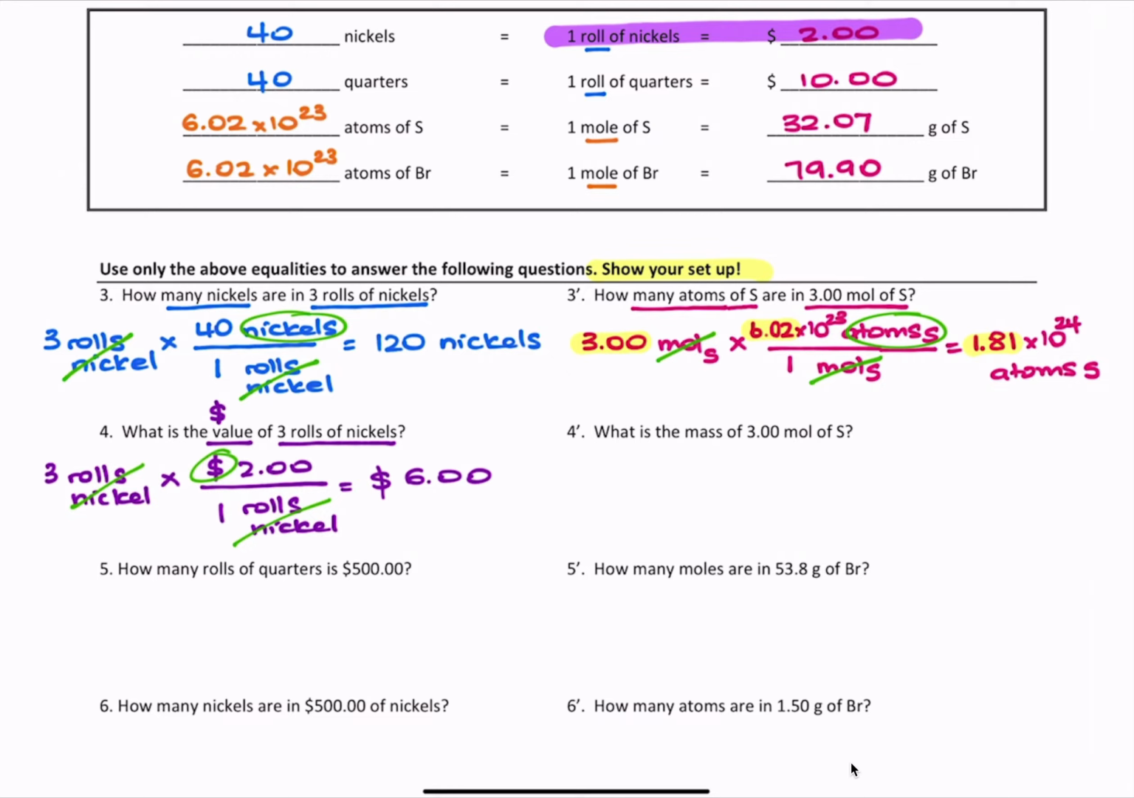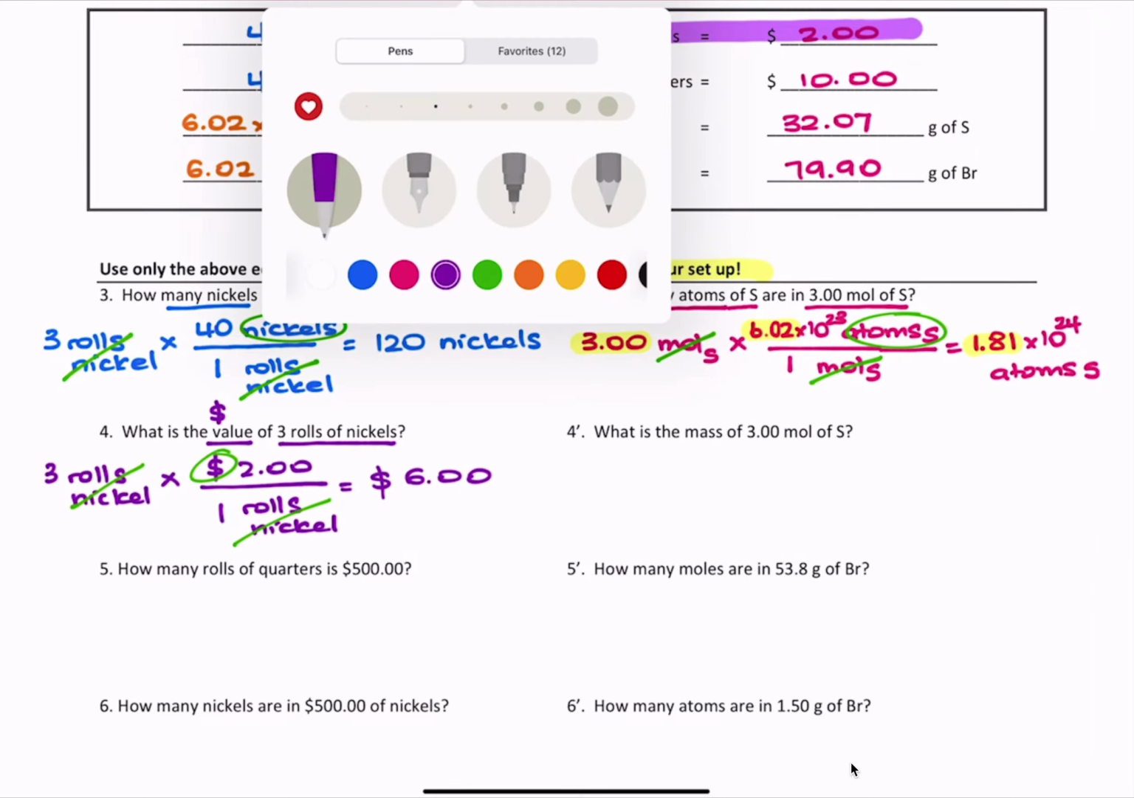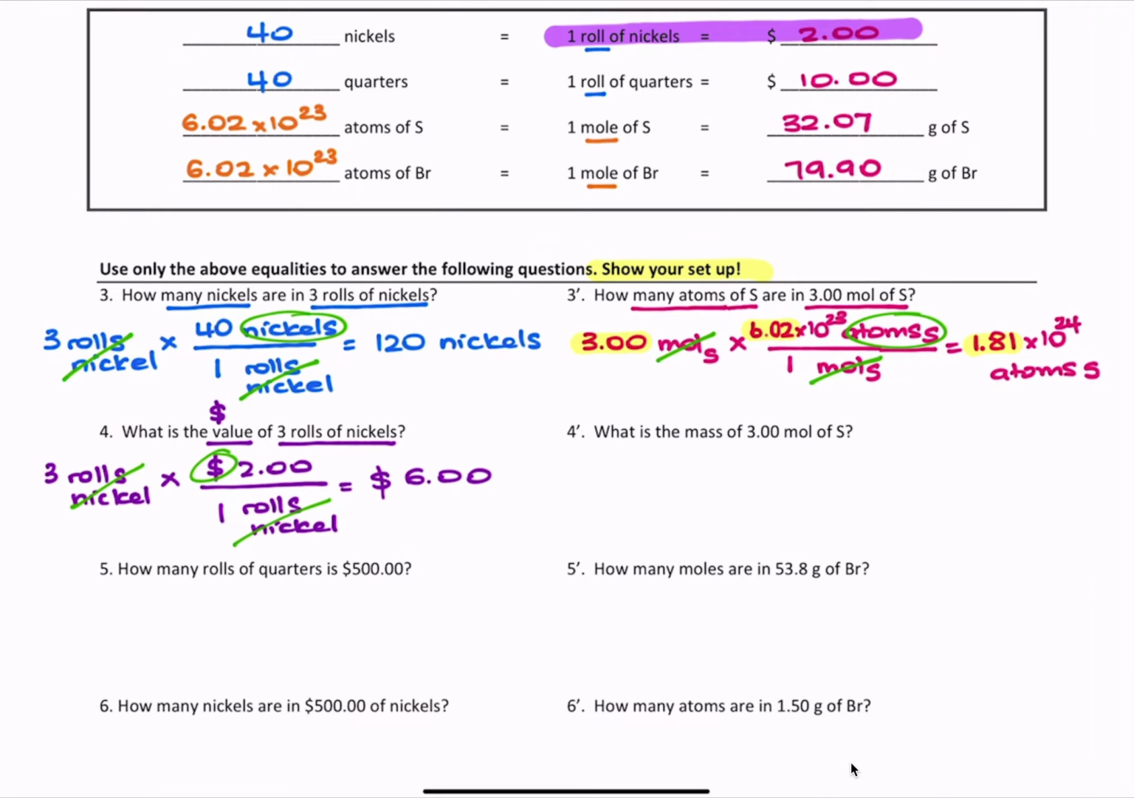Let's do very similarly problem 4 prime. What is the mass of 3 mole of sulfur? We want to know the mass. Okay, that's what we're looking for, the desired unit, the mass unit gram, and we're given moles. So we're going to start with our 3.00 mole of S. This time we want to cancel the mole of S and convert to gram of S.